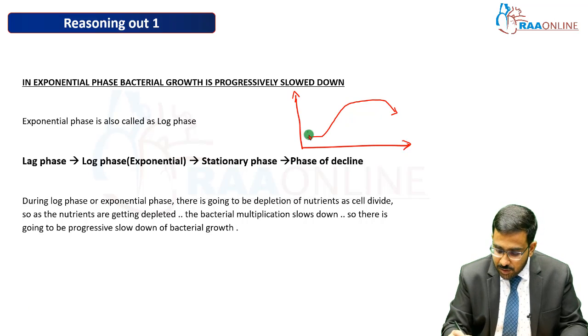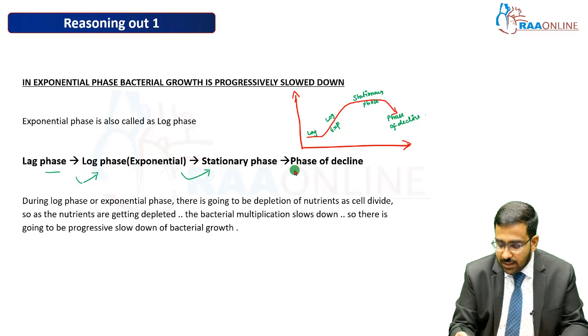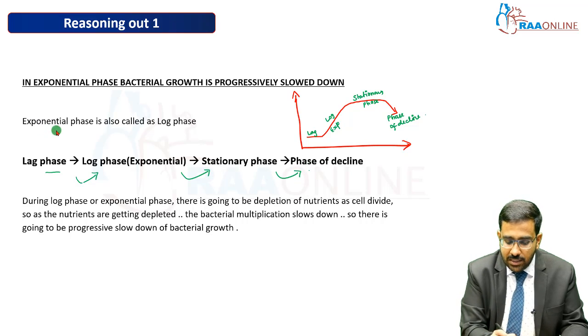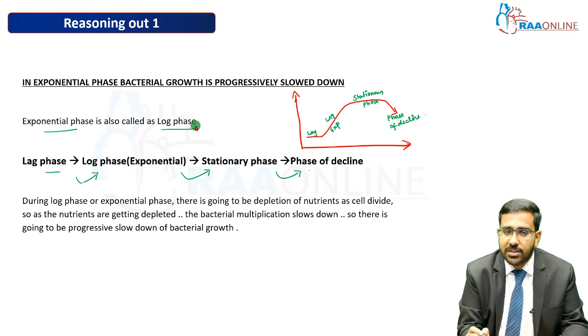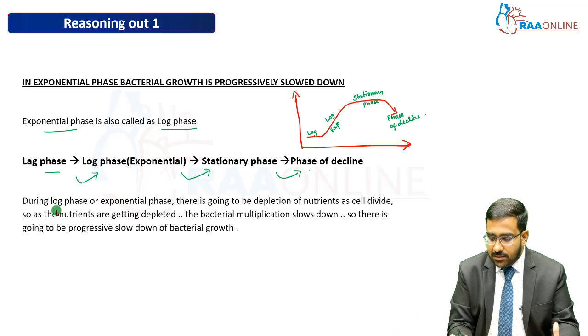The first phase is lag, then log or exponential phase, then stationary phase, and following the stationary phase there is the phase of decline. The exponential phase is called the log phase, and during the log or exponential phase there is depletion of nutrients in the cell culture medium as the cells divide.